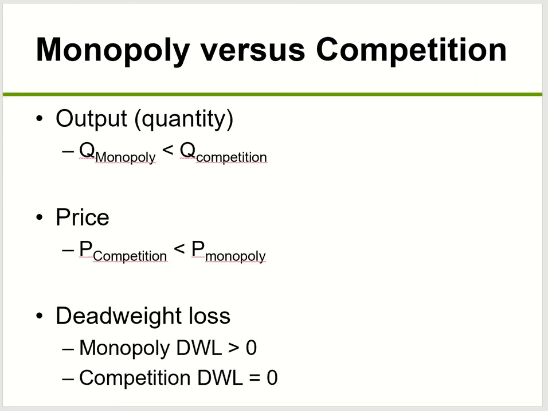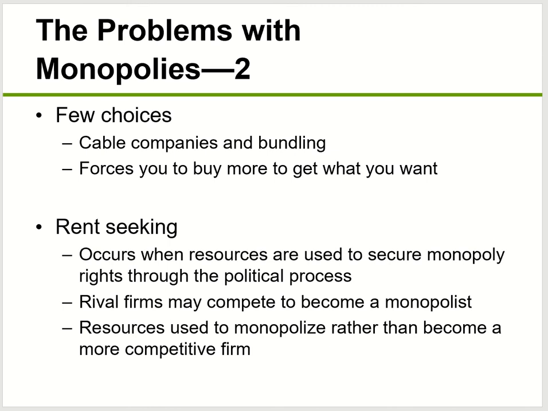Okay, so the second problem for monopoly is that there are few choices. When companies are controlling the market, they will tend to reduce the number of choices consumers have.